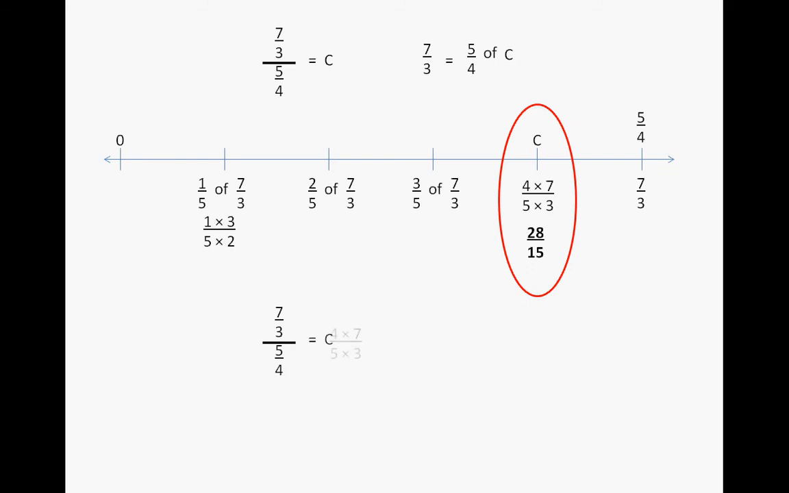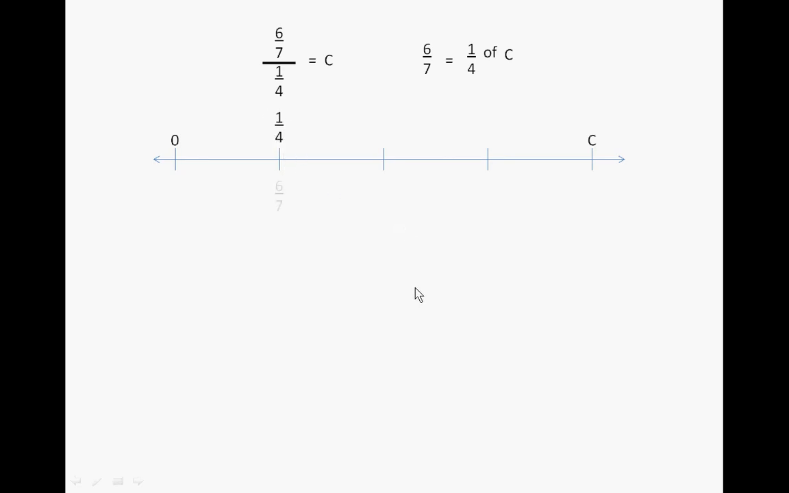So proving that again, 7/3 divided by 5/4 is 4/5 times 7/3. If we prove this, we replace our C with 4/5 times 7/3, and you can see what's going to happen. The 5/4 and the 4/5 cancel out, and you're left with 7/3. Okay, moving on. Let's try another example.